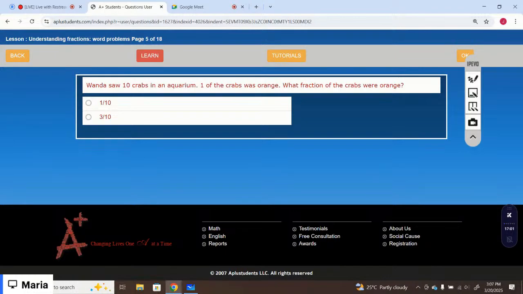Wanda saw 10 crabs in an aquarium. One of the crabs was orange. What fraction of the crabs were orange? So which is the correct option? One out of 10 crabs were orange. That is option number 1. 1 out of 10. It is very good.